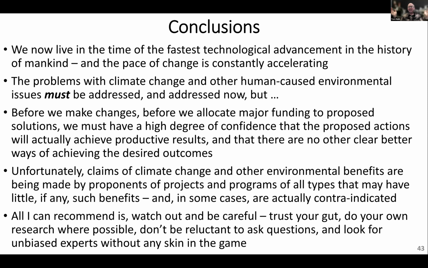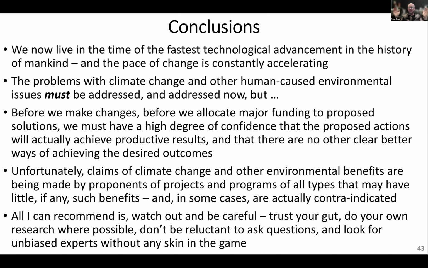Okay, so finally, my conclusions. We live in the time in history where we're seeing the fastest new technologies. And not only that, the rate of technology change is increasing constantly. There are more things coming up every day. It is more than anybody can even begin to deal with. We have a major problem of climate change and other human-caused environmental issues. We have to address them now and address them hard.